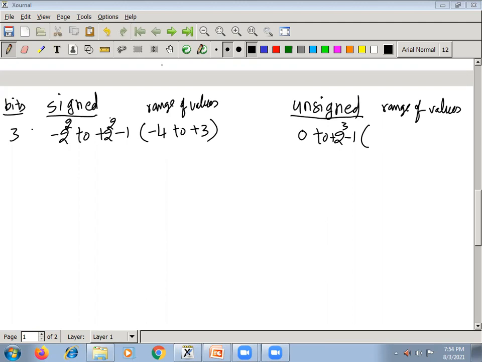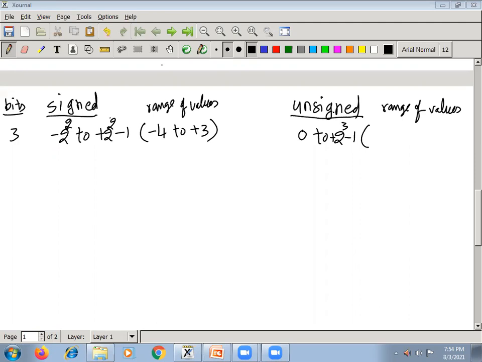Out of 3 bits, in signed, 1 bit is dedicated for a sign. So the remaining 2 bits are available for storing the number. Then the range of values, you can arrive at a formula like this: minus 2 power 2 on the negative side, to plus 2 power 2 minus 1. Minus 2 power 2 is minus 4, and 2 power 2 is 4 minus 1 is plus 3. So that means minus 4 to plus 3, a total of 8 numbers you can store when you have 3 bits signed type.